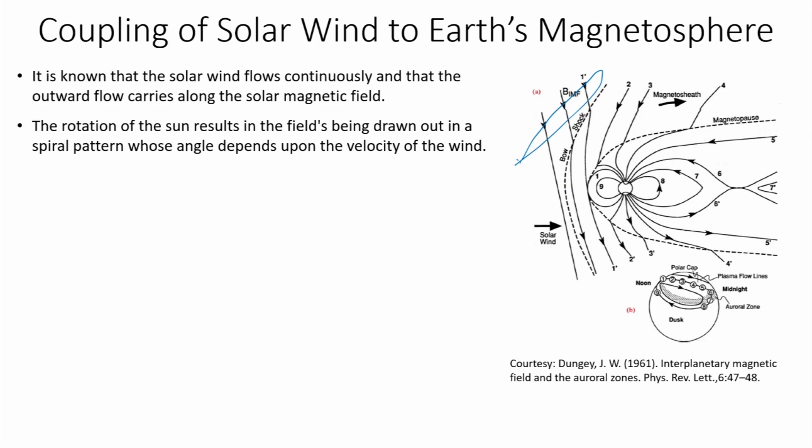So this is the region where this happens. Whenever the IMF, the interplanetary magnetic field, interacts with the Earth's magnetic field, something like a bow shock is formed. In the next slide I will try to explain what the bow shock is, and then there is a boundary that is called the magnetopause.